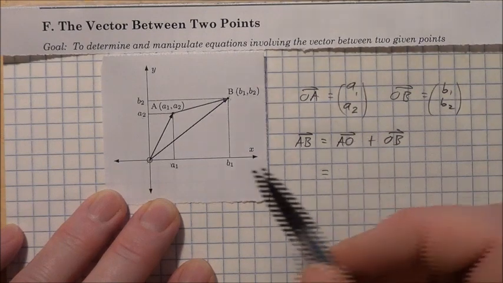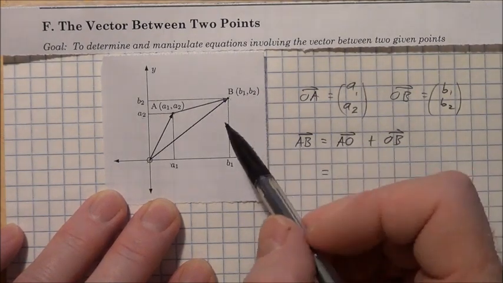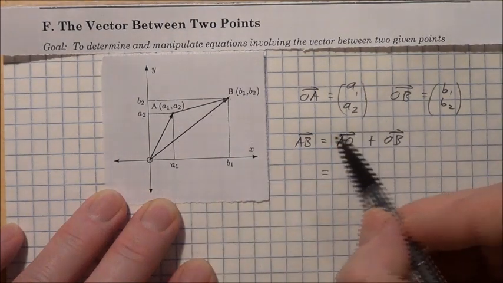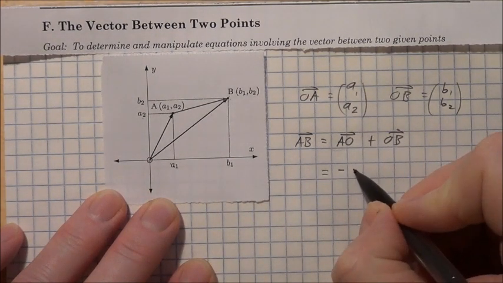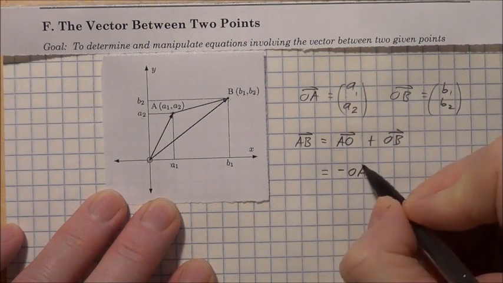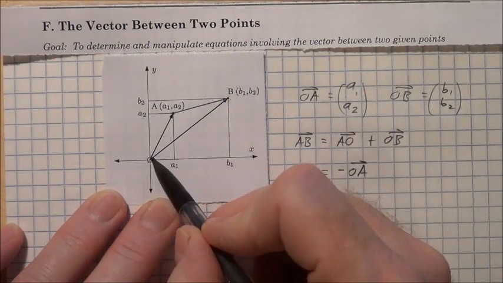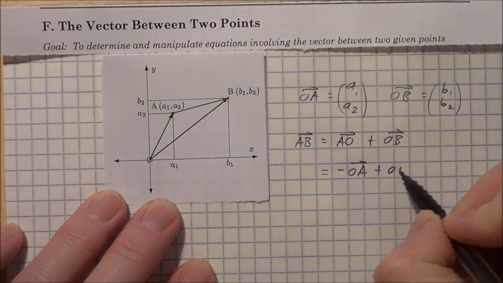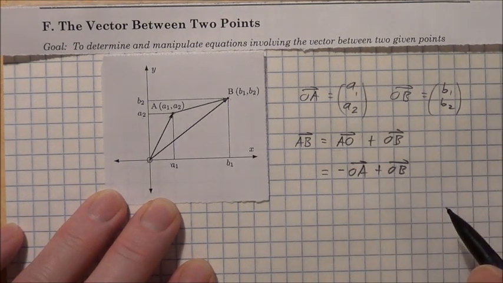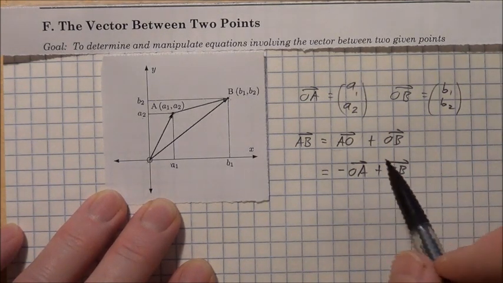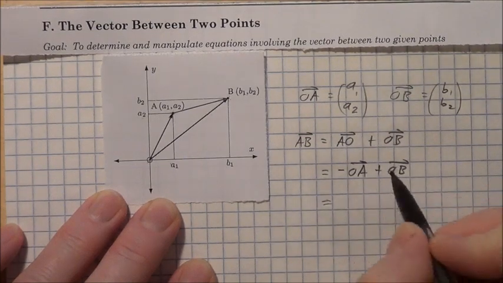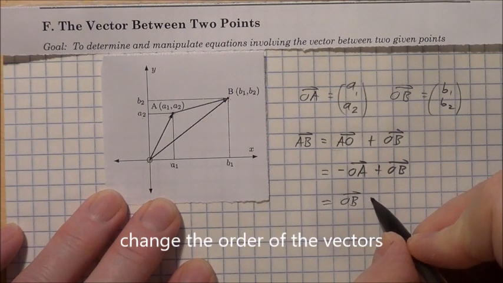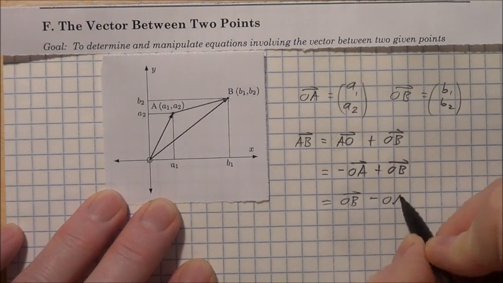Because the position vector is OA and this is AO, what we're going to do is turn that around to be negative OA. So AO is negative OA, and we're going to be adding that to vector OB. And then what we can do is just change them around. So we go OB minus OA.